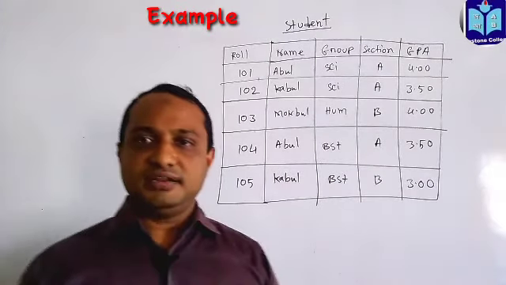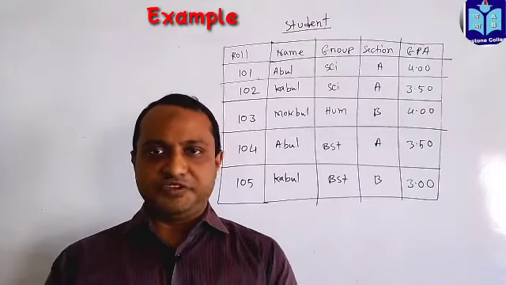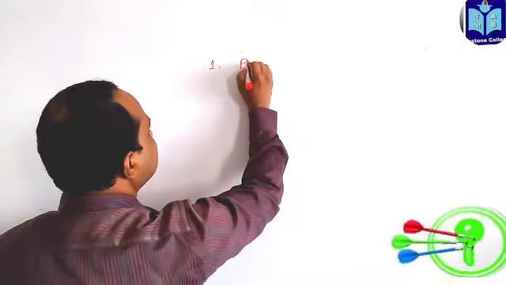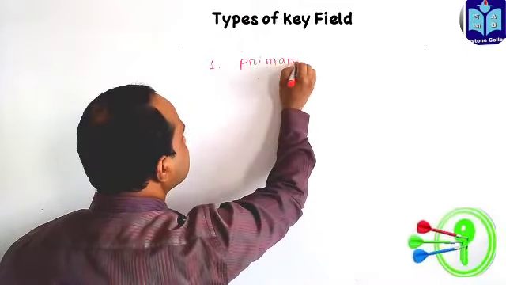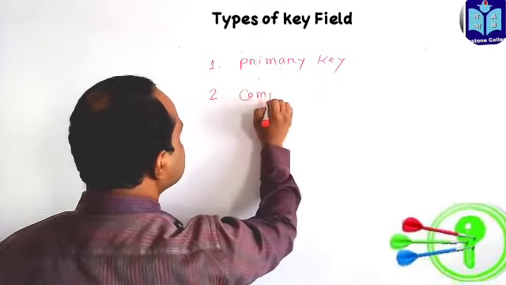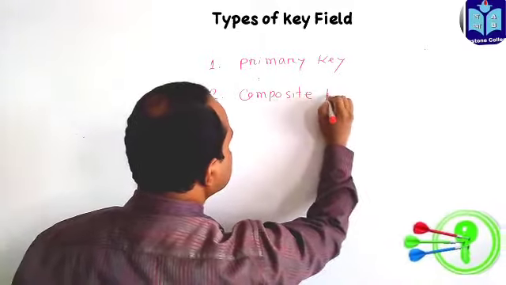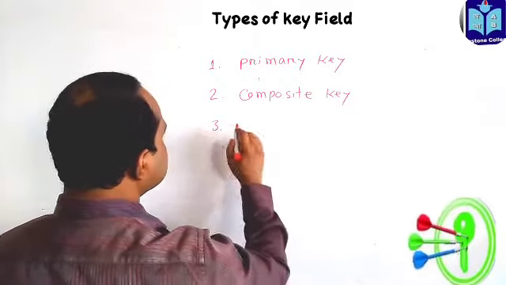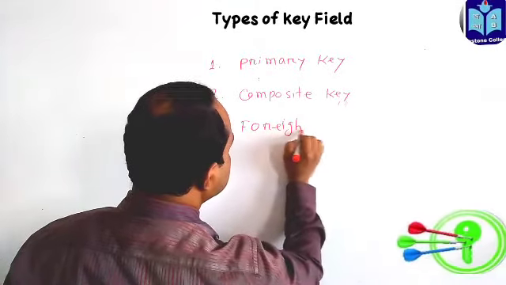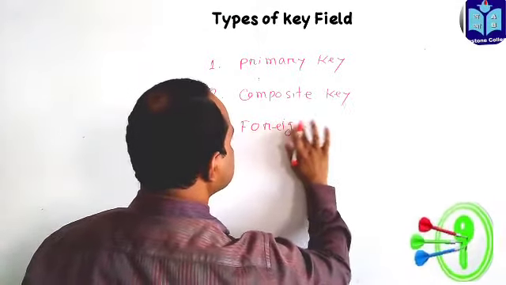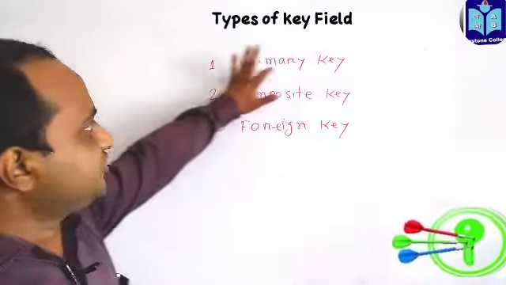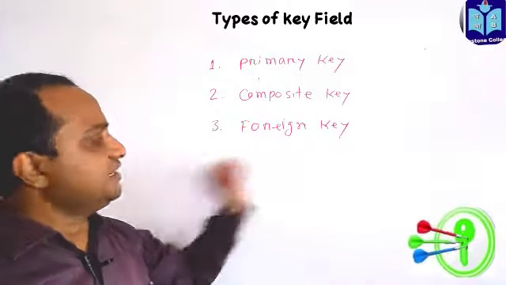In database there are mainly 3 types of key field: number 1, primary key, number 2, composite key, and number 3, foreign key.